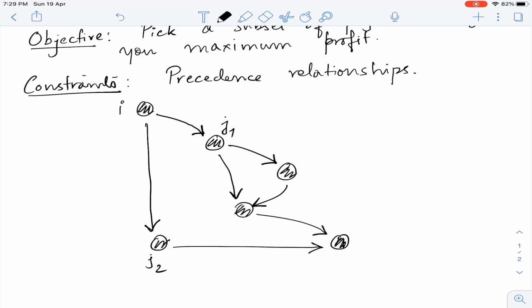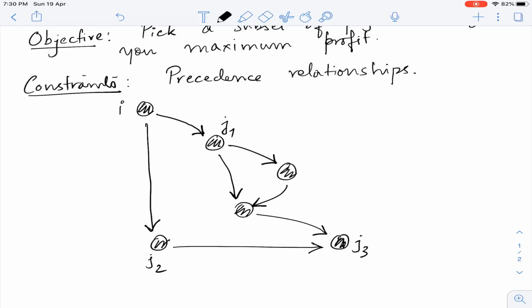But on the other hand, suppose you only wanted to finish J2. You don't care about I or any other ones. Suppose you only wanted to finish this project, then the only project that you need to finish before that is this one, let's say J3. So you might just choose to complete J2 and J3 and then nothing else. That's up to you. But whenever you include the tail of some edge, then you have to make sure that you have also included the head of this edge in your set.